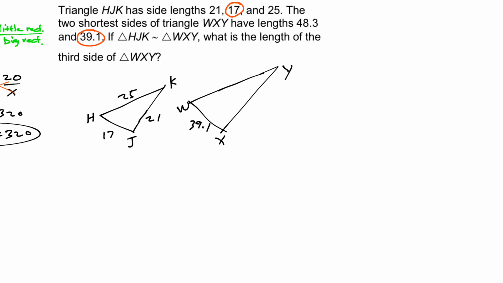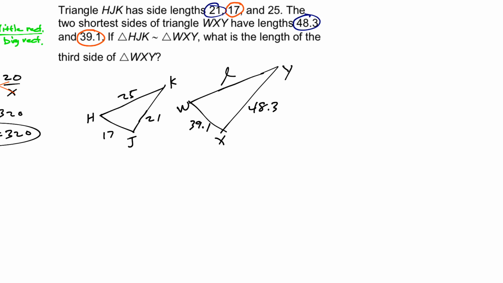And then my second longest side in the small triangle, that would be 21. That would have to correspond with the second longest side in the large triangle of 48.3. So let me write that in. So we have to find the missing side in the large triangle. And that's going to be the length of segment WY. I don't want to use X since I already used X as one of my vertices, so maybe this time let's call this L.